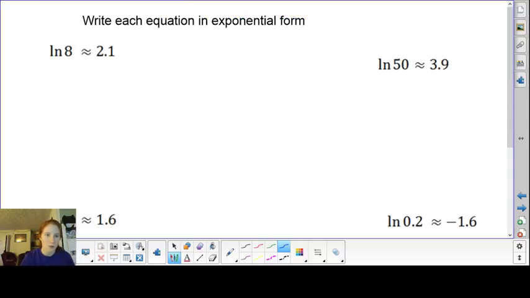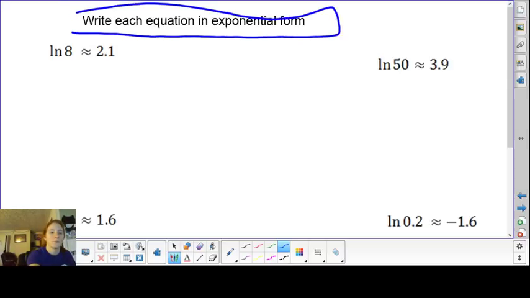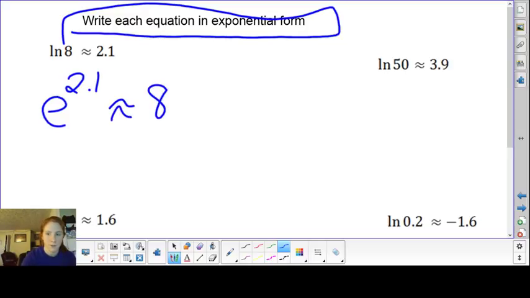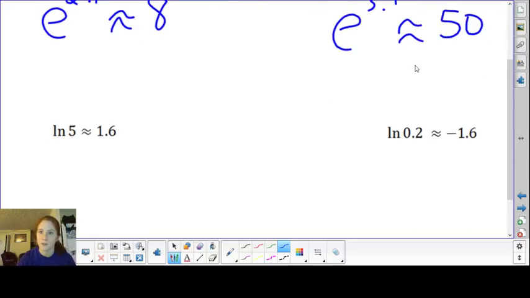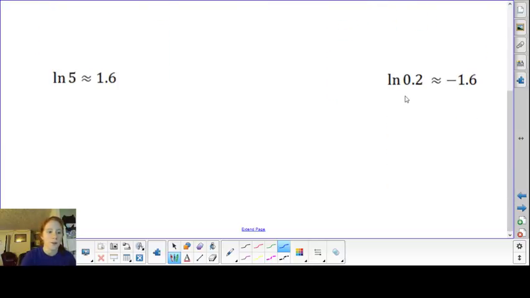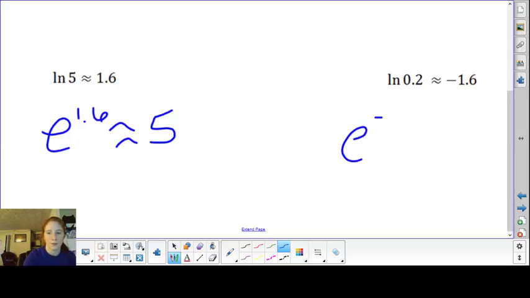Alrighty, so we're going to go ahead and just write it again in exponential form. So just rewriting it. Since I'm dealing with ln, my inverse is going to be e. So e to the 2.1 is about 8. e to the 3.9 is about 50. And these aren't exact numbers, so because they're not exact, we need the about. e to the 1.6 is about 5. And e to the negative 1.6 is about 0.2.